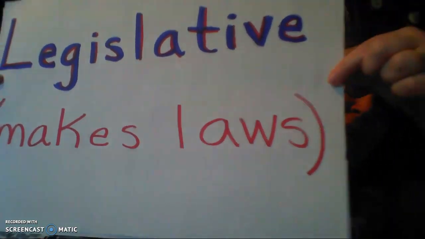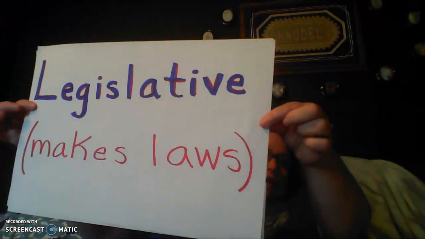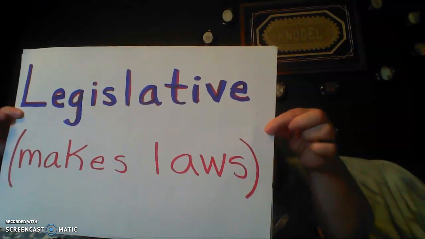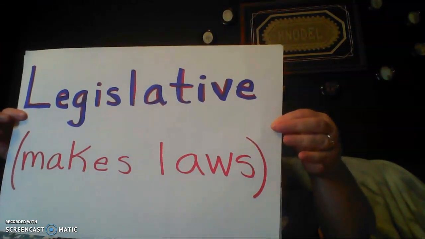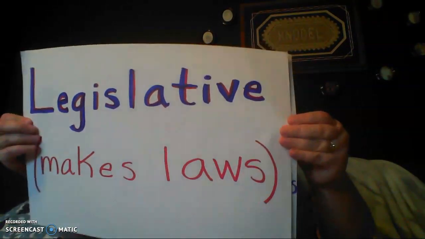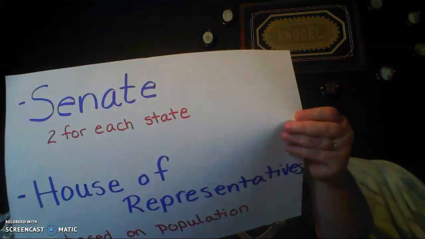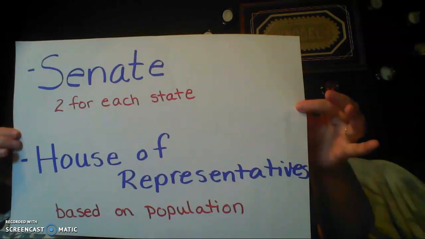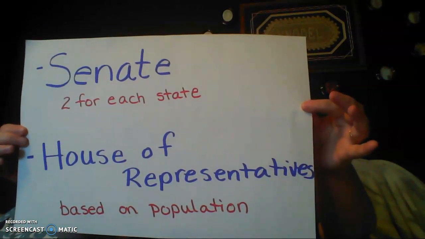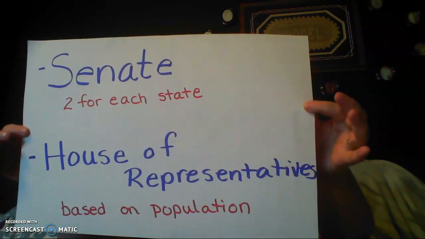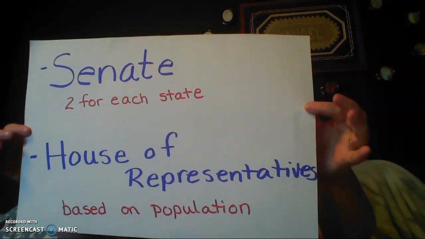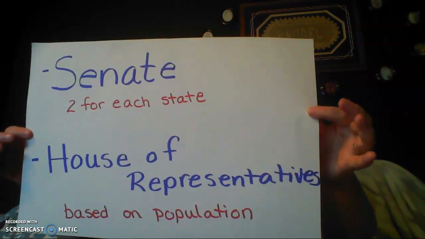The next branch of the government is the legislative branch. The legislative branch is the branch responsible for making the laws. It consists of 2 parts. It is made up of the Senate and the House of Representatives. The amount of people in the Senate for each state is 2. So there are 100 senators at our national level.